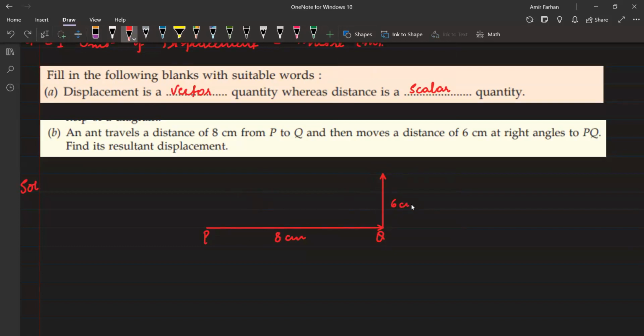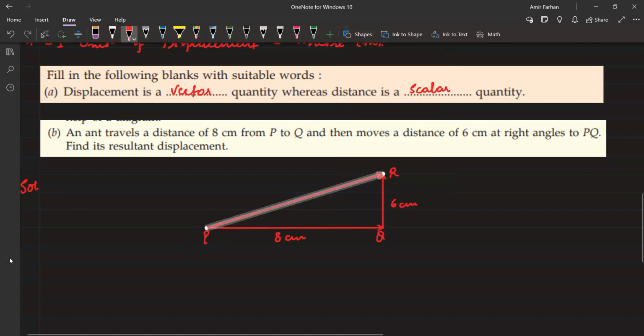The question is saying, what is the resultant displacement? So resultant displacement is that, Ayan, you have two paths. Either you go P to Q and then R, suppose this is R, or you have the direct option to go from P to R. Yes or no, Ayan? That is the displacement.